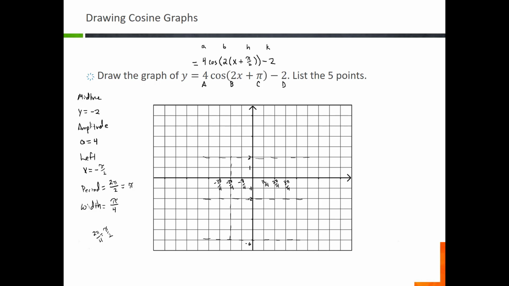All right. So what's that mean for the right edge of the box? So what is a negative pi over 2 plus the period pi? Well, you got to do a common denominator, so negative pi over 2 plus 2 pi over 2, and that's going to turn out to be a positive 1 pi over 2, which is the same thing as 2 pi over 4.